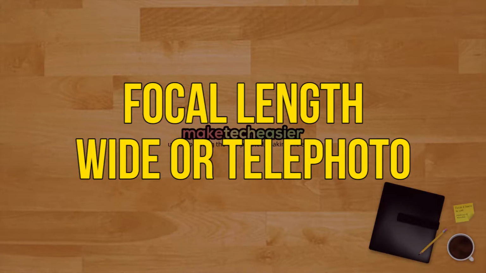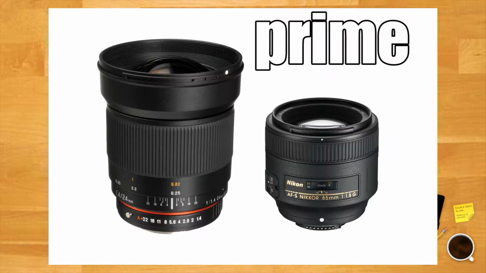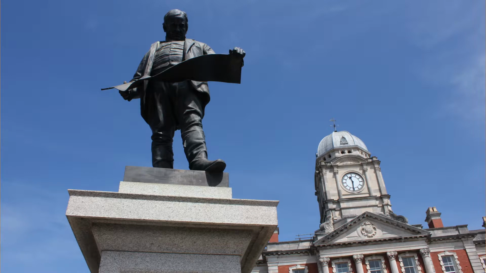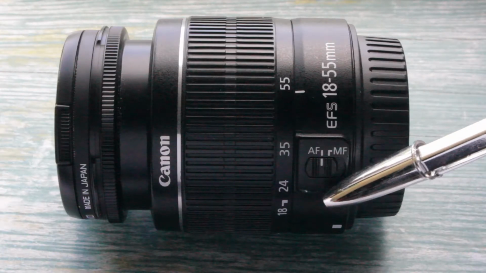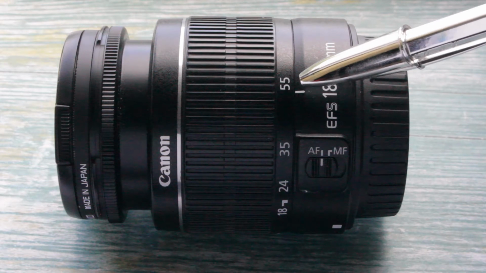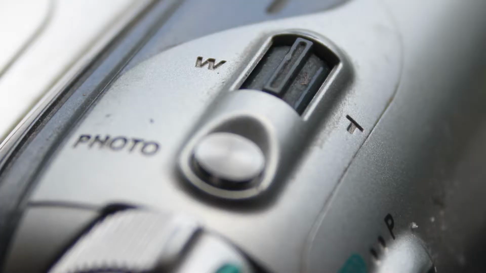Focal length, wide or telephoto. There are two types of lens for your camera. There are variable focal length or zoom lenses, and there are fixed focal length or prime lenses. Zoom lenses allow you to zoom in and out to help you frame a picture. They do this by altering the focal length of the lens. A small number is a wide angle of view and a big number is a telephoto or narrow angle of view. This is what W and T means on a zoom switch, by the way, wide or telephoto.